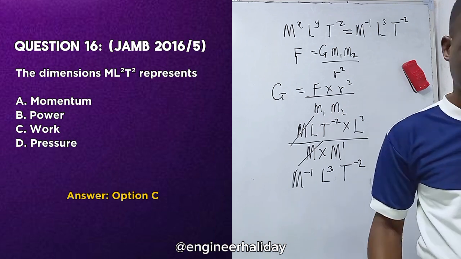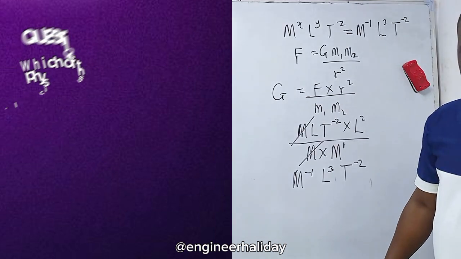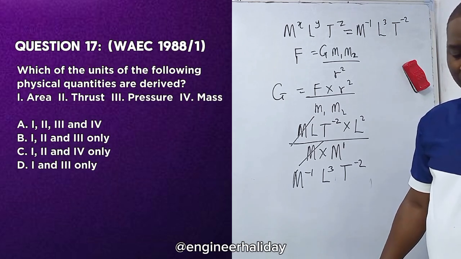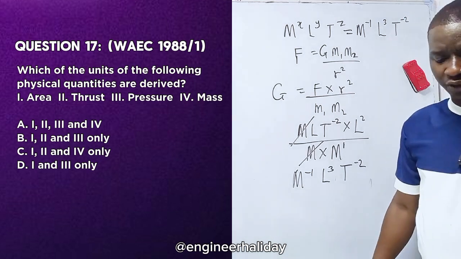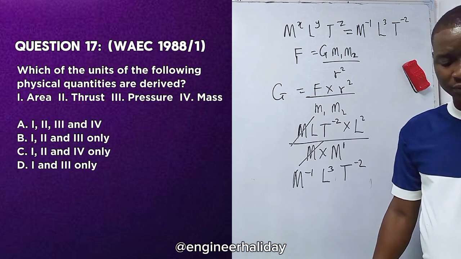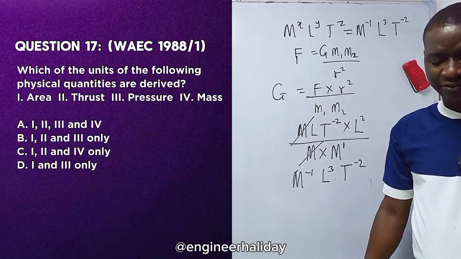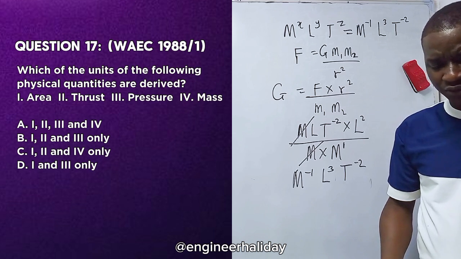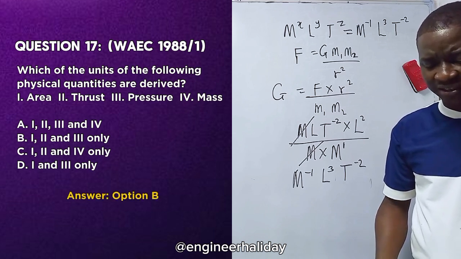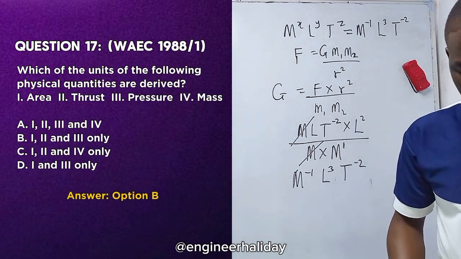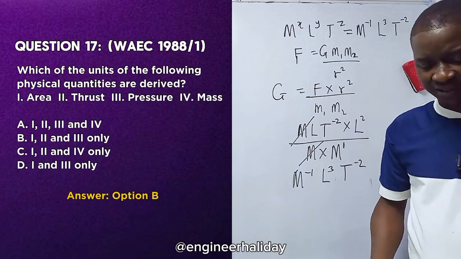Number 17 now. It says, which of the units of the following physical quantities are derived? Roman figure 1, area. Roman figure 2, thrust. Roman figure 3, pressure. Roman figure 4, mass. The physical quantities that are derived are 1, 2, and 3. Option A says 1, 2, 3, and 4. B says 1, 2, and 3. C says 1, 2, and 4. D says 1 and 3. So option B is the answer.